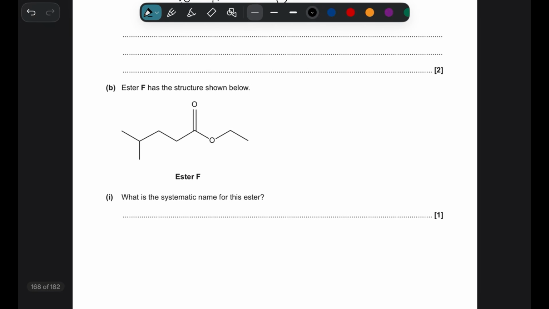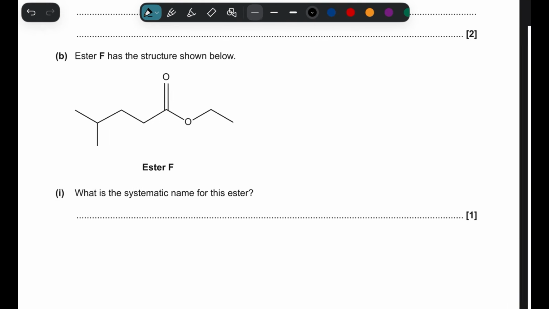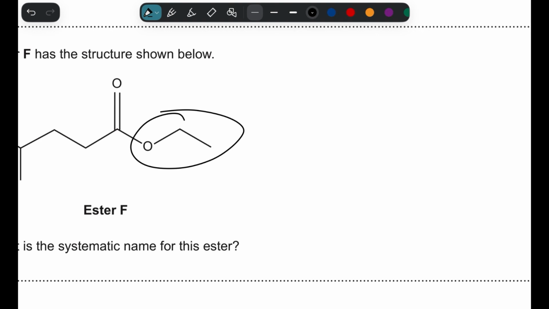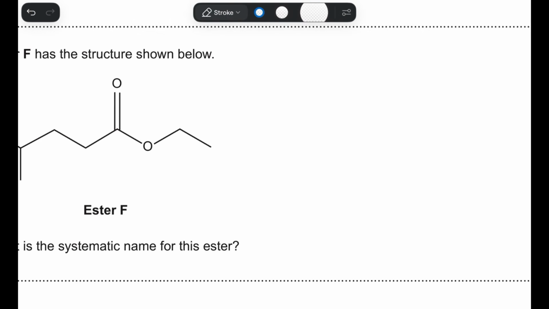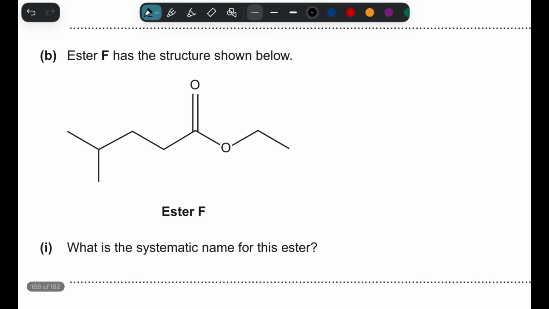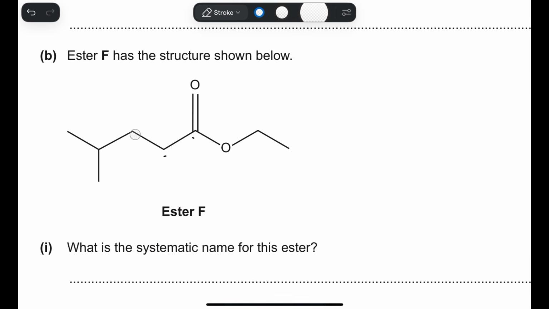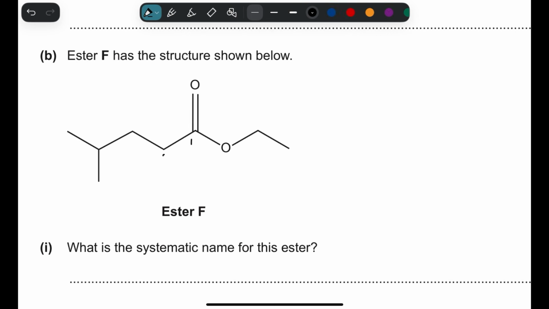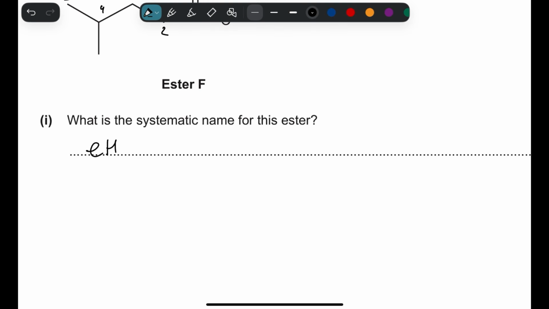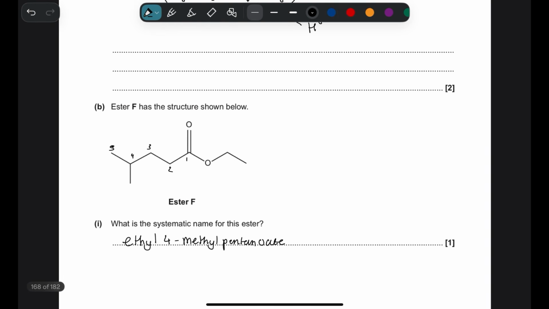Now, in terms of naming esters, this is important. So we need to first of all look at the alcohol group side of it. So this is the alcohol group side. So we're looking 1, 2. So this is ethyl. And then we're thinking, okay, how many carbons are here? So 1, 2, 3, 4, 5. So we've got 5 carbons in the chain, and we've got this methyl group here. In terms of where that methyl group is, this has to be carbon 1, 2, 3, 4, and 5. So it's on carbon 4. So we're going to call it ethyl because of the alcohol group. And then we're going to call it 4-methylpentanoate, because that's how you name esters. So yeah, that's how we do that.